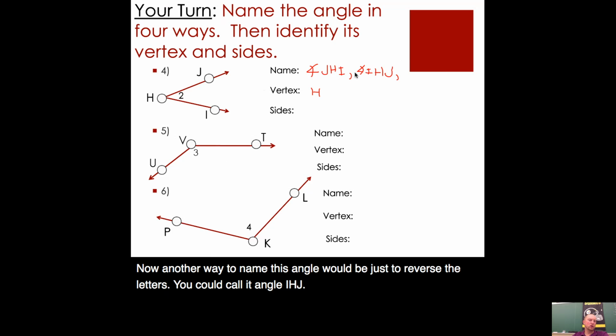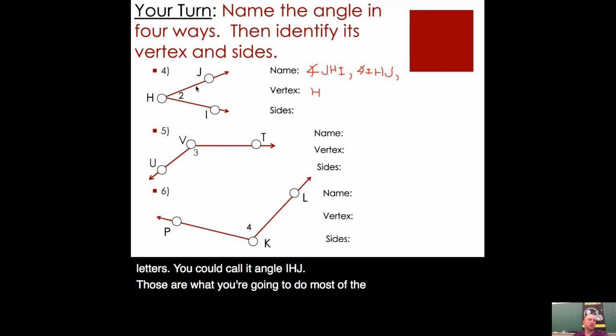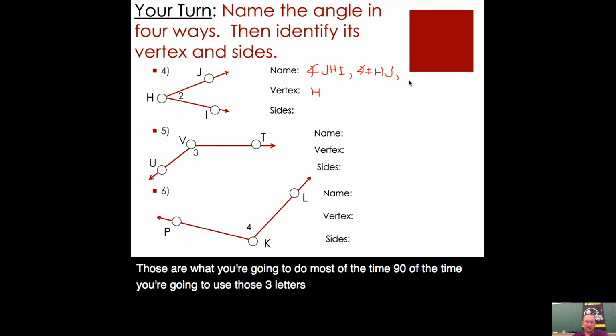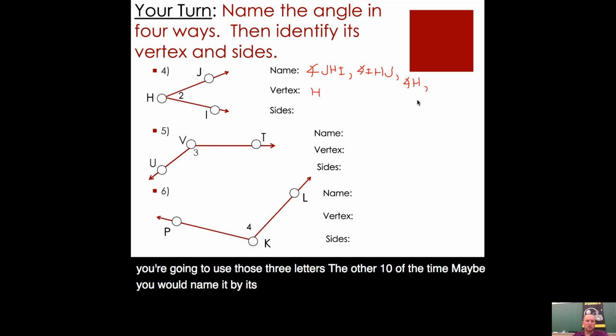Now, those are what you're going to do most of the time. 90% of the time, you're going to use those 3 letters. The other 10% of the time, maybe you would name it by its vertex. You could call it angle H. Or you could name it by the number. You could call it angle 2.